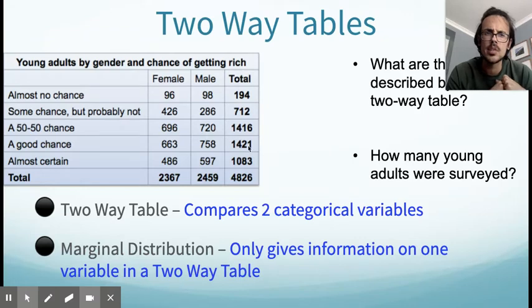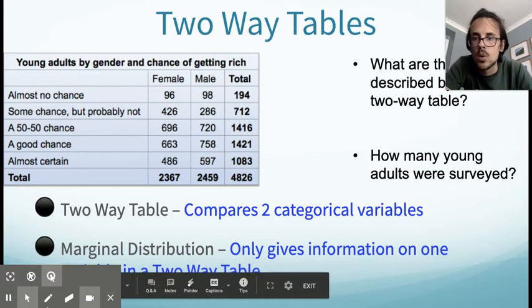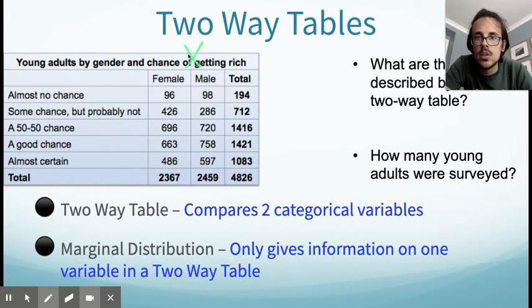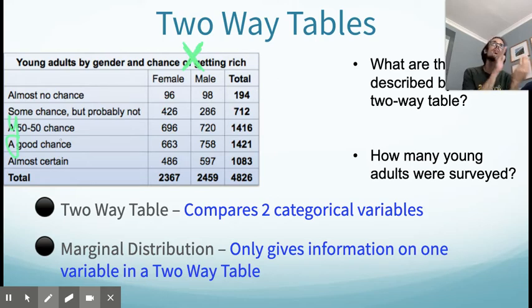You would have to ask yourself, is it more likely that your gender would have an influence on your status of getting rich, or that your status with getting rich would have an influence on your gender? And it makes more sense in this problem for your gender to be the explanatory variable. So gender in this problem would be my X, and then my Y would be my status on getting rich.